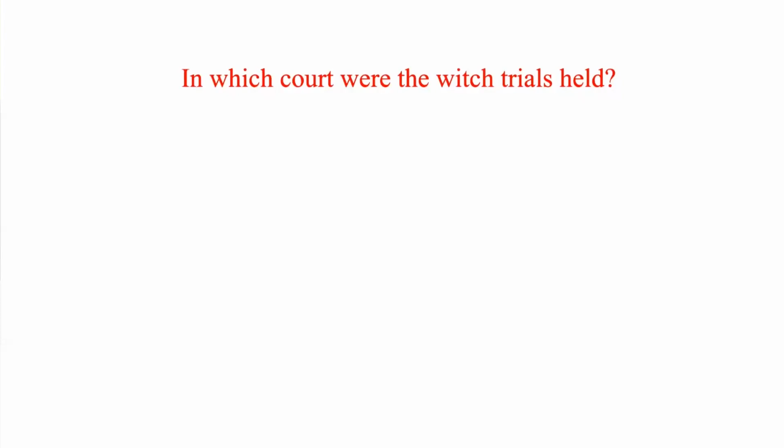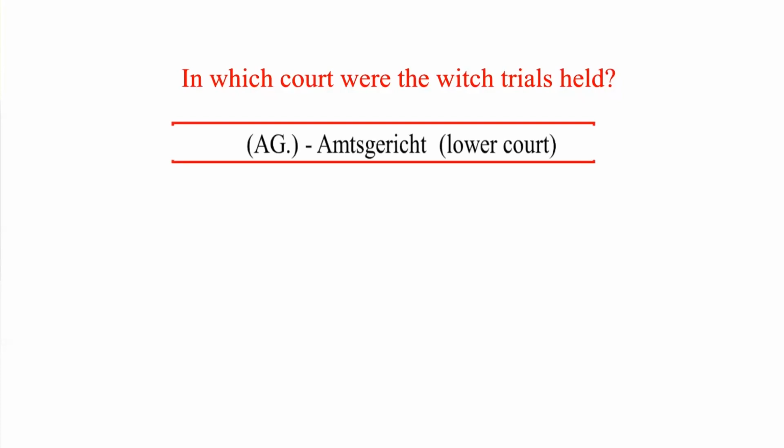In which court were the witch trials held? They were recorded in the lower court called the Amtsgericht, abbreviated as AG. In webinar number 3 on German records and jurisdictions, I talked about the Amtsgericht.